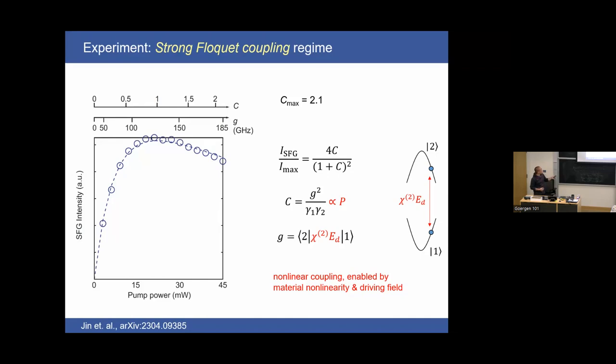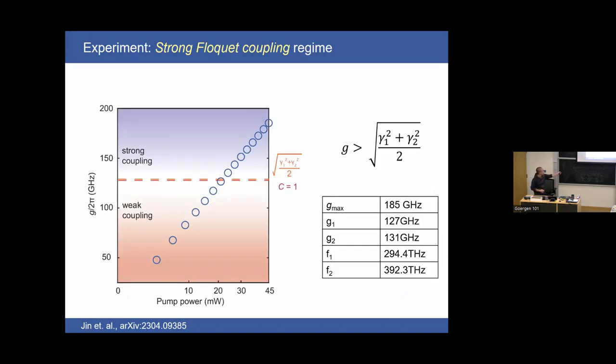Now, by fitting this plot over here, we can see that the maximum cooperativity we have induced is about 2.1 or so. Knowing the cooperativity is very important because we actually know what is the coupling strength between these two modes, which is plotted on the y-axis as a function of pump power. Experimentally, we can extract the coupling strength at different pump powers, and you can see that it goes up as a function of the square root of pump power because the coupling is proportional to the electric field.